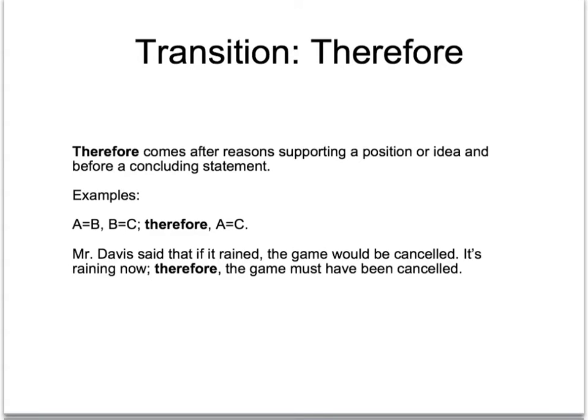The transition word therefore comes before giving, after reasons, to support a position. So I have given all of my reasons for the position that I have, and I'm going to make a concluding statement. So I say therefore blah blah blah. So for example, A equals B, okay? B equals C. These are the 2 given bits of information. Therefore, A equals C. So there is a logical conclusion based on the proof or the evidence that came before. Therefore is often represented mathematically as 3 dots that make a kind of pyramid.